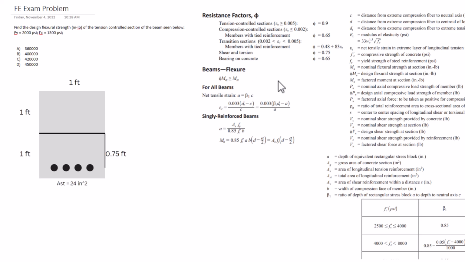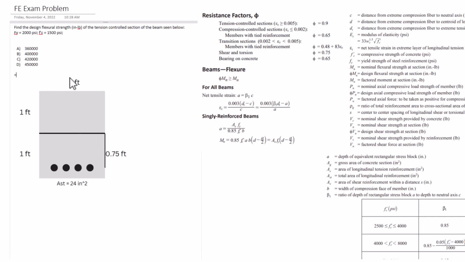And so we have the equation here for the nominal flexural strength, but that includes the value of A, which wasn't given, and it's not given in this diagram either. We have C, we have D, we have B, we have the area of steel, but we do not have that A value. So the first thing we need to do is solve for the A value, which is the depth of equivalent rectangular stress block.